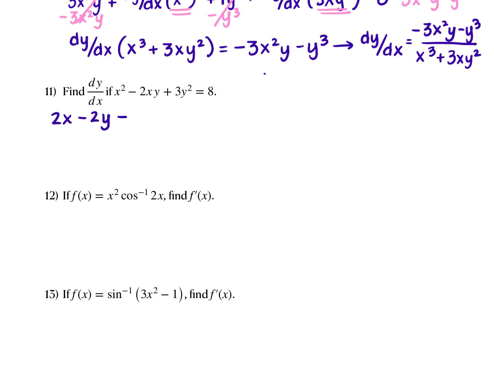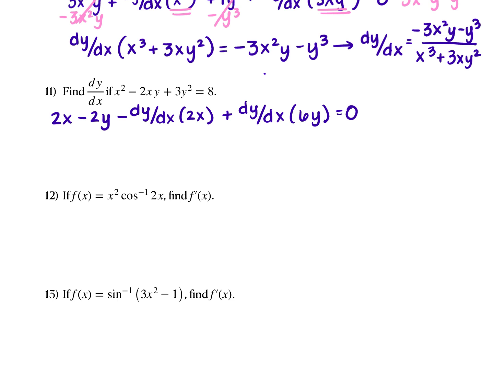And then minus derivative of y, which is dy dx, times u, which is 2x, plus, now 3y squared is going to get a dy dx with its derivative, and then 3y squared is 6y. Whole thing's equal to 0.